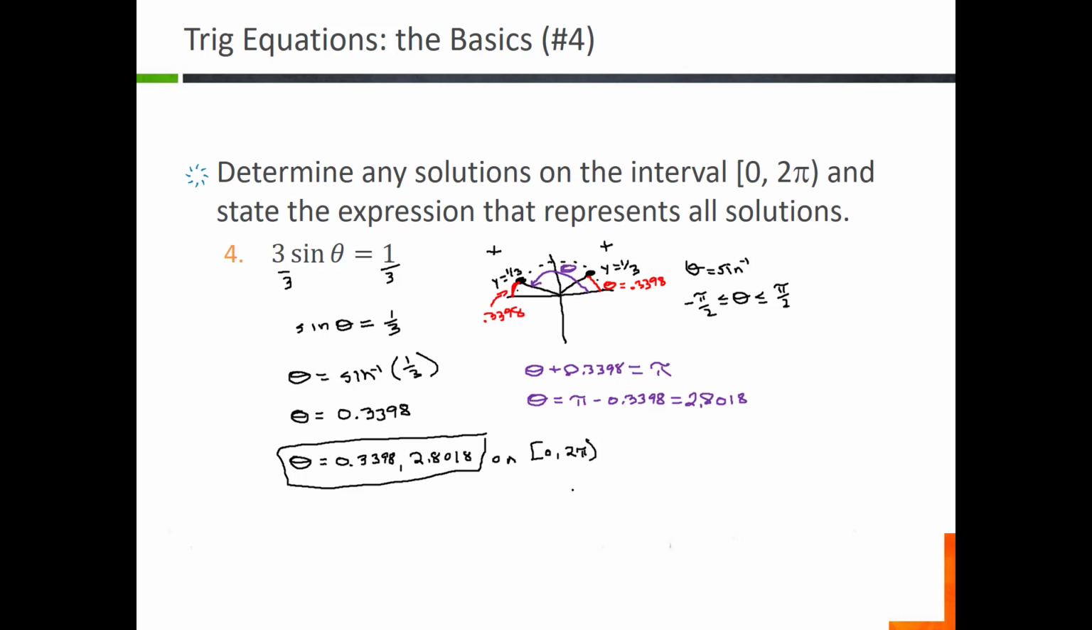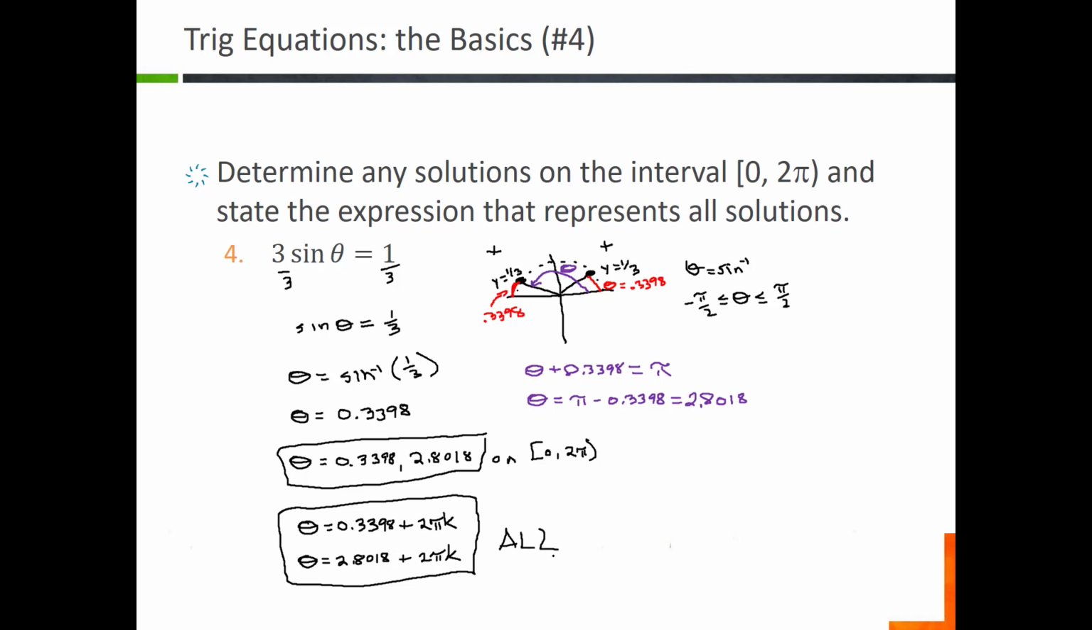So how do we find all the solutions? Well, we do it the same way we did before. For each of the two answers, we're going to have to add a plus 2 pi k. So we're going to have theta is equal to 0.3398 plus 2 pi k, and we're also going to have theta is equal to 2.8018 plus 2 pi k. Together, these two statements represent the infinitely many solutions as we rotate around and around the unit circle.